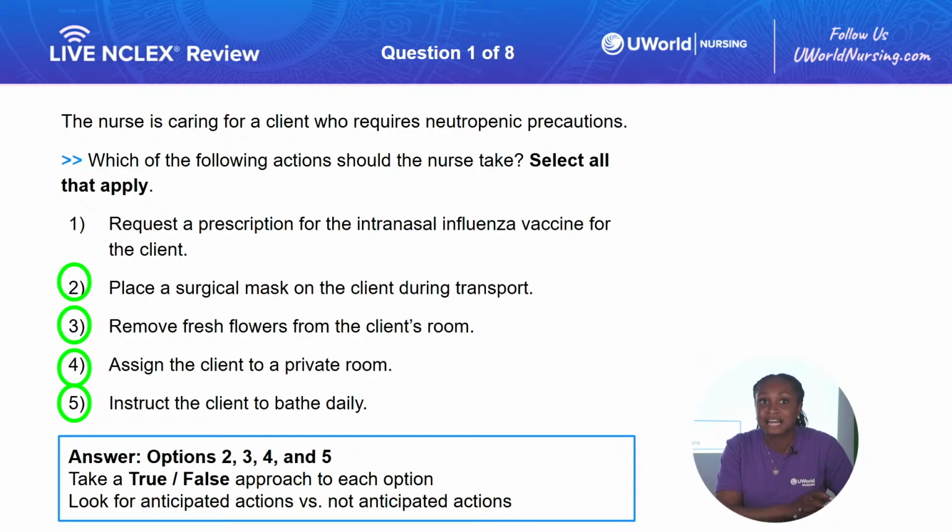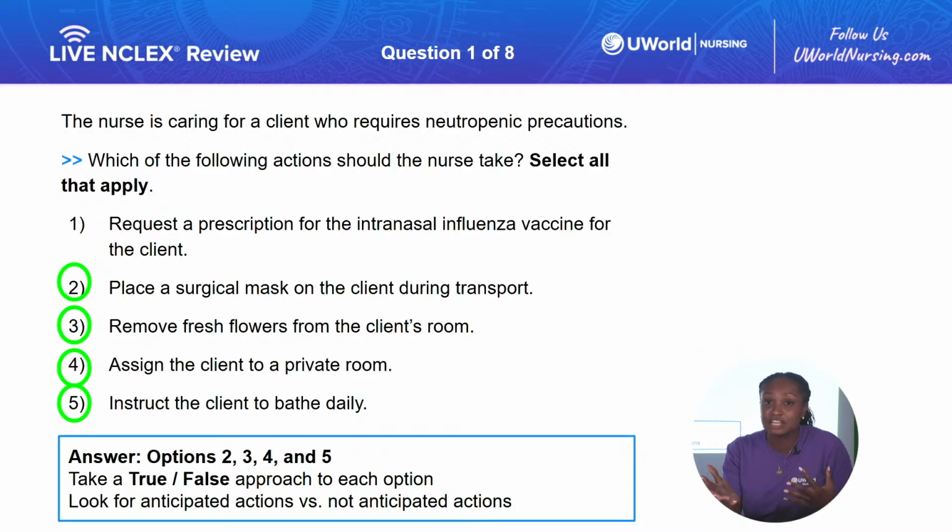Option 4, assign the client to a private room. That's that clean, sterile room with just them and their own personal germs, which they don't usually have that much. But then option 5, instruct the client to bathe daily. It's not necessarily like sitting in a bathtub, but you want their skin to be clean. So a good rinse off in the shower with non-harsh chemicals, not the soaps that a lot of people think of when you're bathing daily, that soap that's going to dry out their skin and make them prone to skin breakdown.